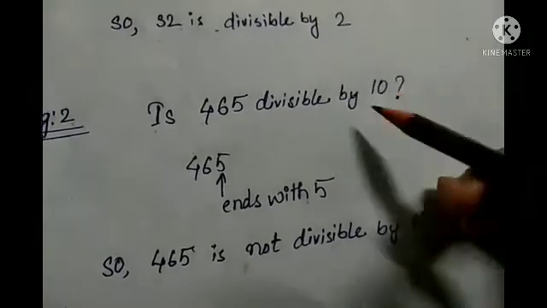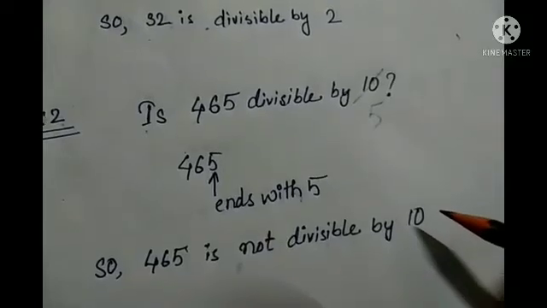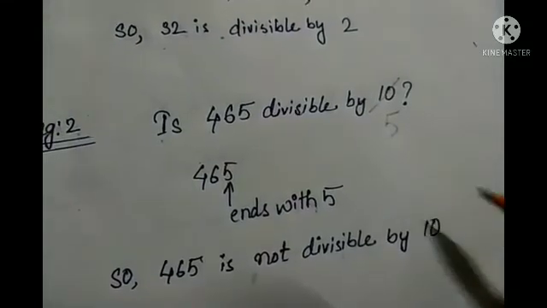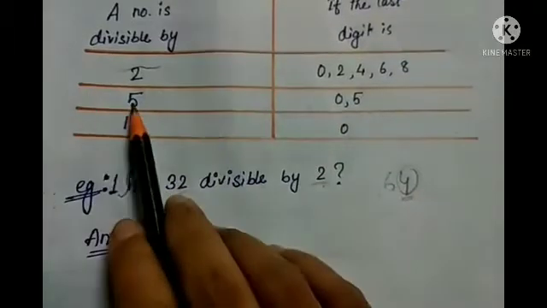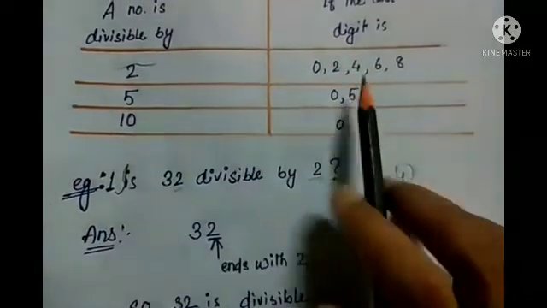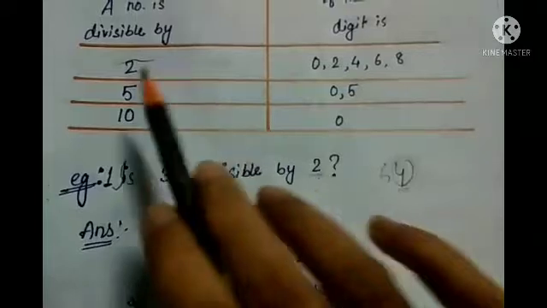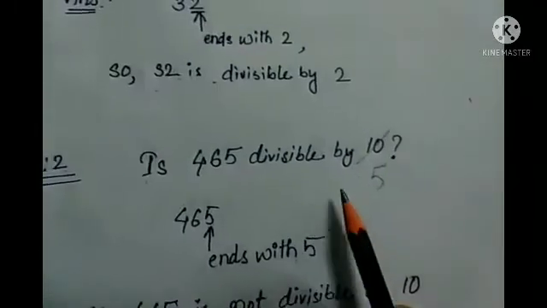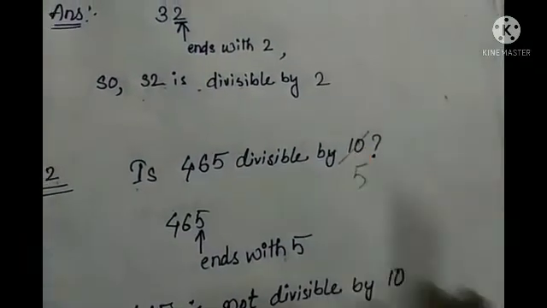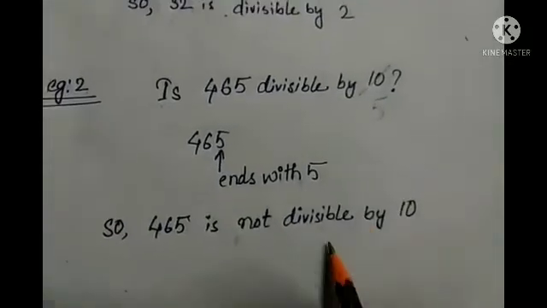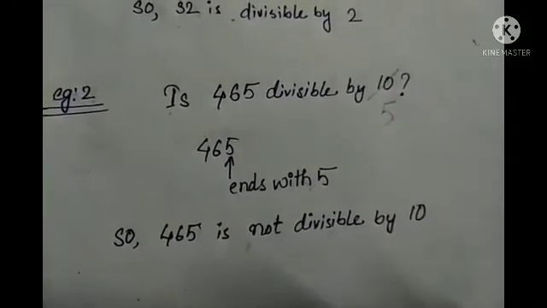But students, if in case it was asked about 5, would it be divisible? Yes, because according to the rule, if we have to check the divisibility by 5, then if it ends with 0 or 5, that number will be divisible by 5. So yes, 465 will be divisible by 5 but not by 10. I hope you understood this, students. Now let's see some other divisibility rules.